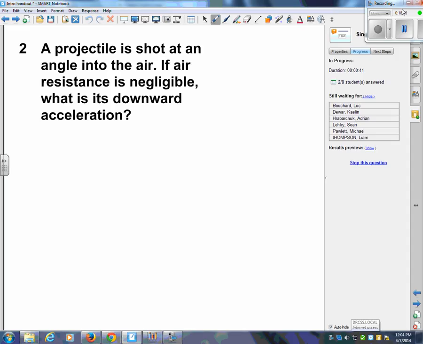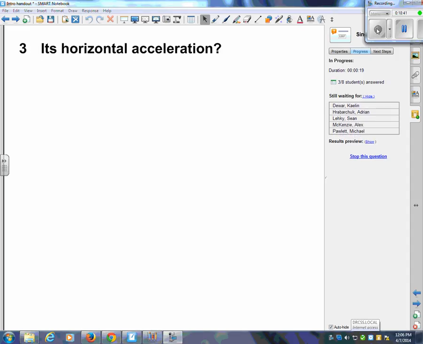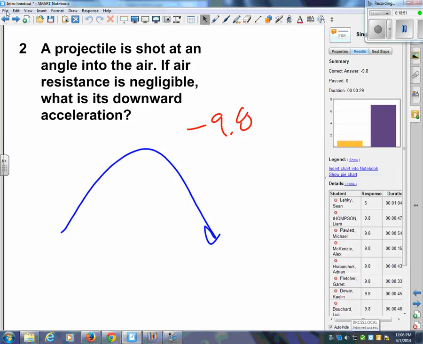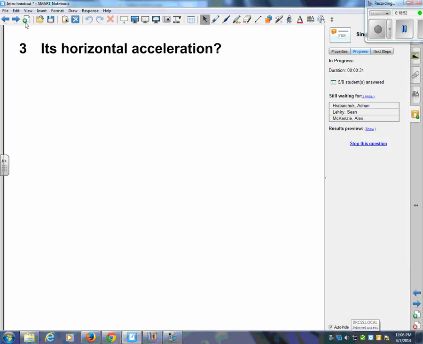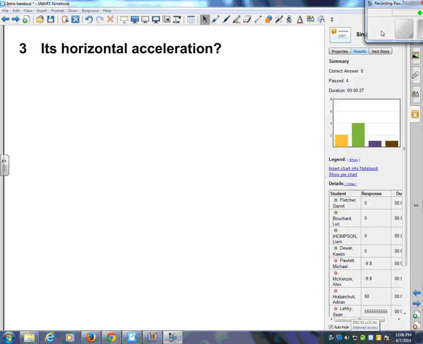Numerical value, well, what is the horizontal acceleration of the same projectile? At an angle, yep, same one. Same. What is the horizontal acceleration? Correct answer is 0. The horizontal acceleration is 0.